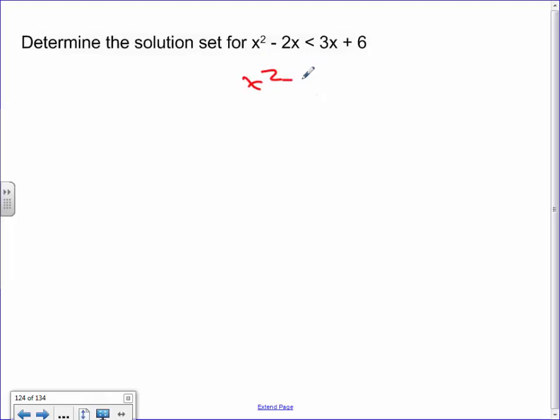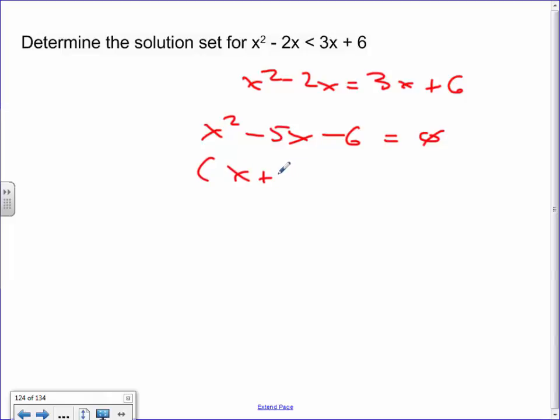If this were x squared minus 2x equals 3x plus 6, how many answers would you have? Probably 2. Maybe 1. Maybe none. So let's solve it. You have x squared minus 5x minus 6 equals 0. x plus 1, x minus 6.